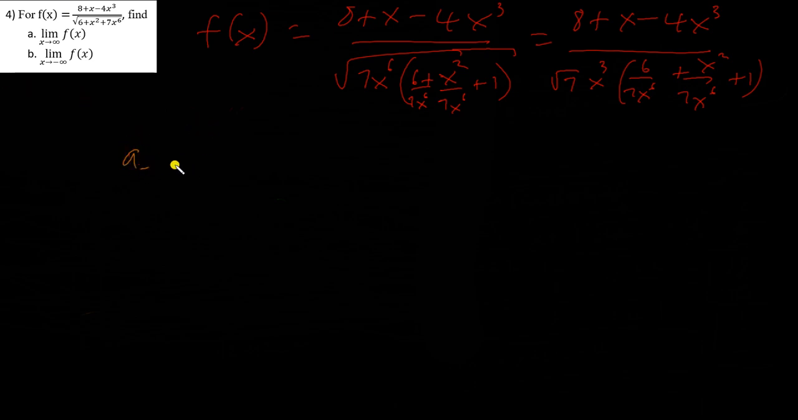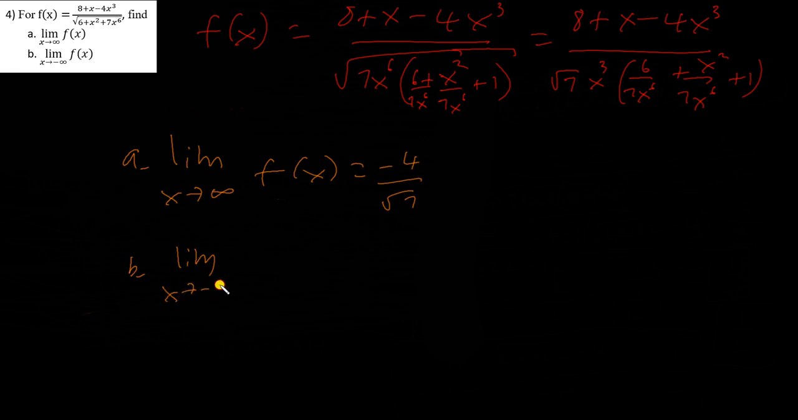So for part A, we want to find the limit as x approaches infinity of f of x. And then, remember I said we want to look at the coefficients. Here it's -4, and here it's square root of 7. So the limit is just going to be -4 over square root of 7. And then for part B, negative infinity. Now take a minute and think about, is there anything different that's going on with the negative infinity versus the positive infinity?